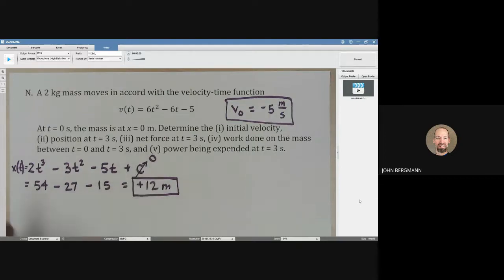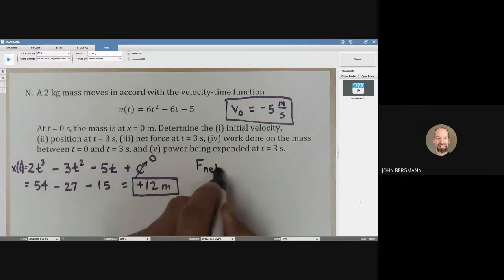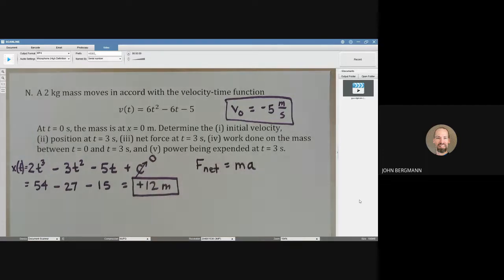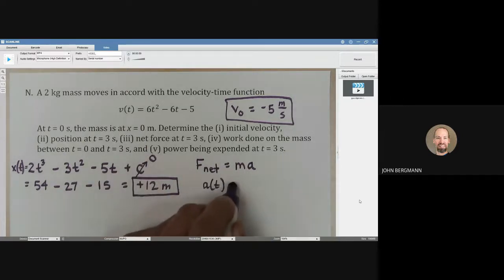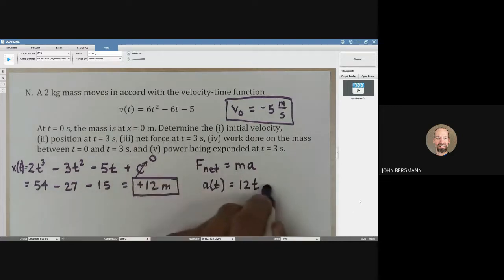How about part 3, the net force? How do you find net force? Well, net force is several things, but it's mass times acceleration, isn't it? And if we have the velocity function, we should be able to find the acceleration. So let's do that by taking the derivative. When we take the derivative with polynomials, we power down. Power goes down, 12t minus 6.